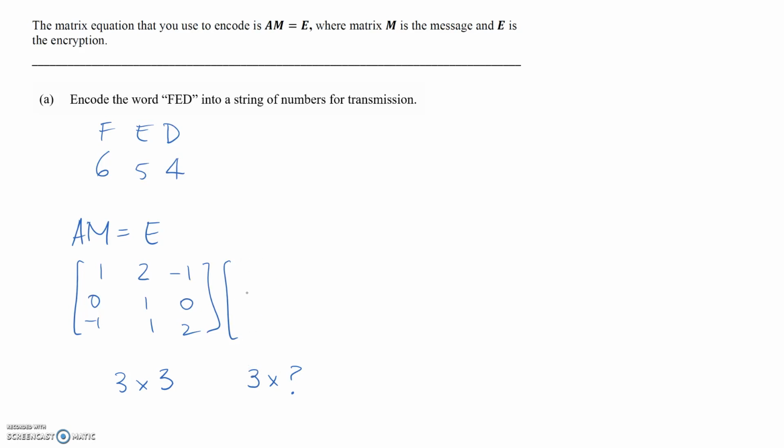It needs to have 3 rows, so we're going to go down the rows. The first one is going to be our number 6, which corresponded to F. Second is going to be the number 5, which corresponded to E. And next we have 4. We only have 3 letters, so that's all we need to do. If we had more, we'd keep going down subsequent columns and putting in those letters. So this is equal to E that we're trying to solve for.